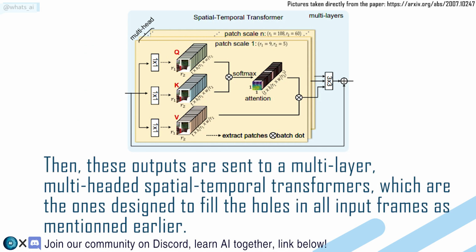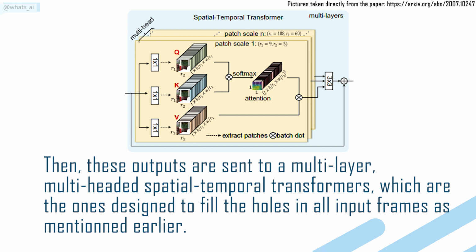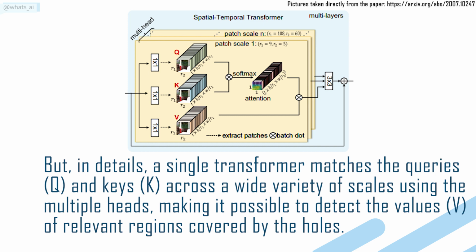Then, these outputs are sent to multi-layer, multi-headed spatial temporal transformers, which are the ones designed to fill the holes in all input frames as mentioned earlier. But in detail, a single transformer matches the queries Q and the keys K across a wide variety of scales, using the multiple heads, making it possible to detect the values V of relevant regions covered by the holes.